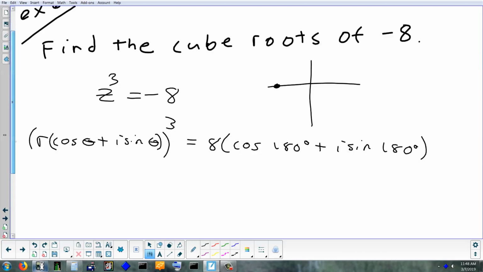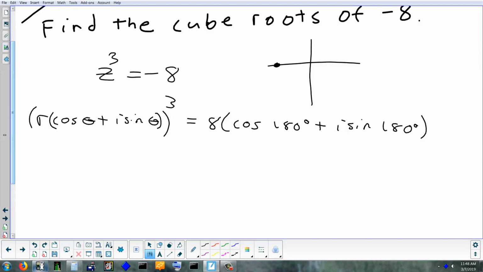Now, on the left-hand side, we have something we need to do out. I've got to use DeMoivre's theorem. What would the left-hand side become if we do that? Yeah, R cubed, cosine 3 theta, plus i sine 3 theta. Perfect. I'm just going to put equals like that so I don't have to write the right-hand side again.